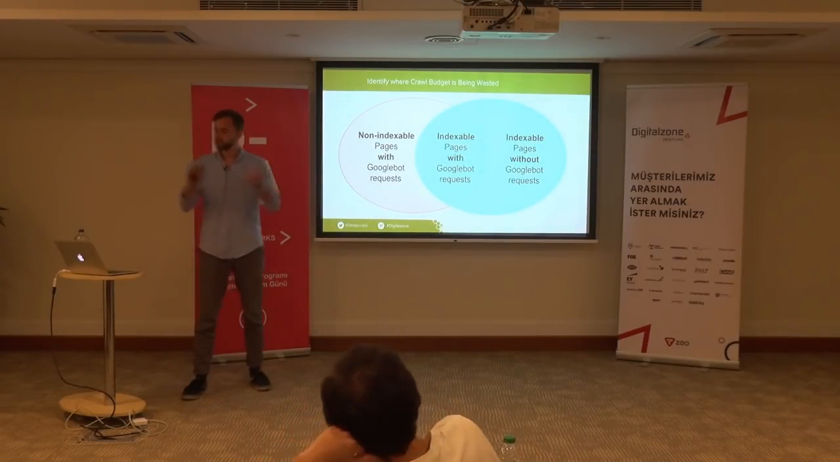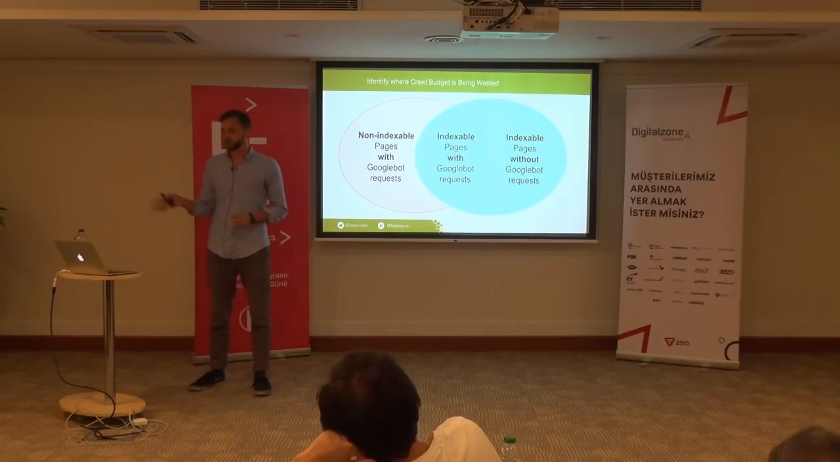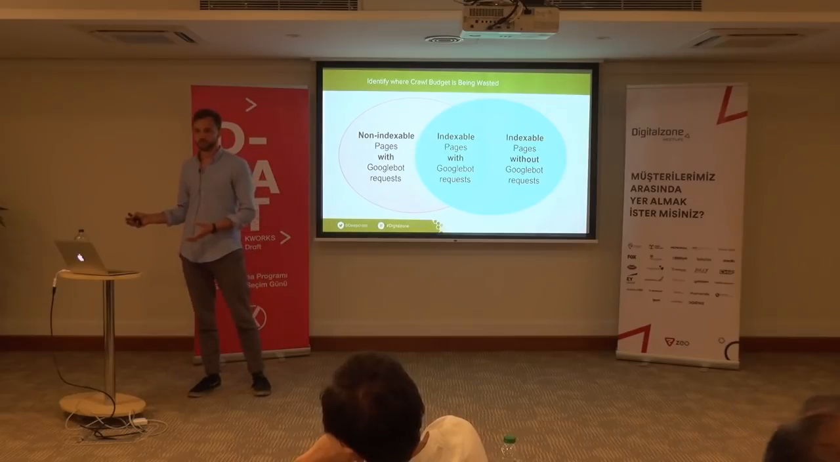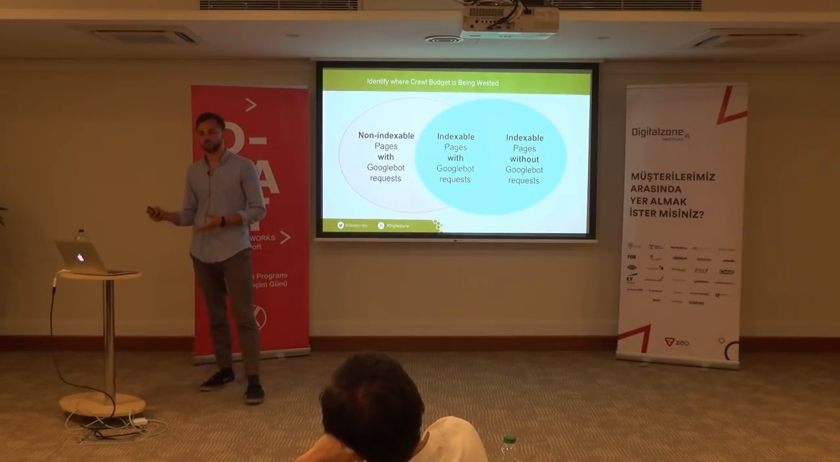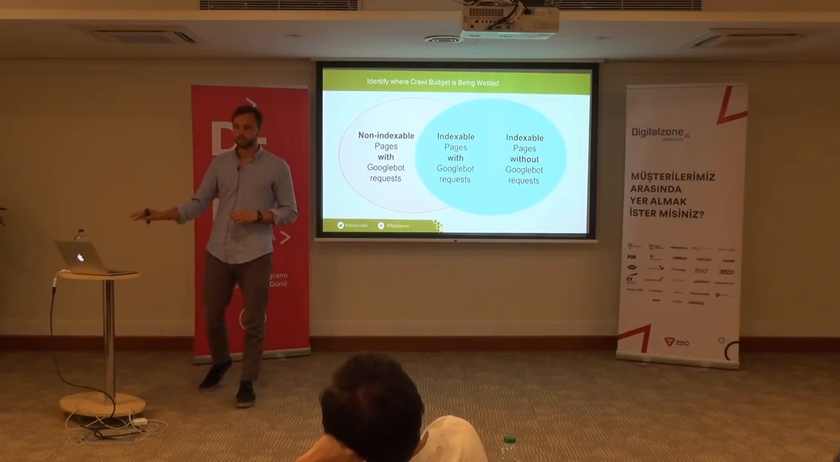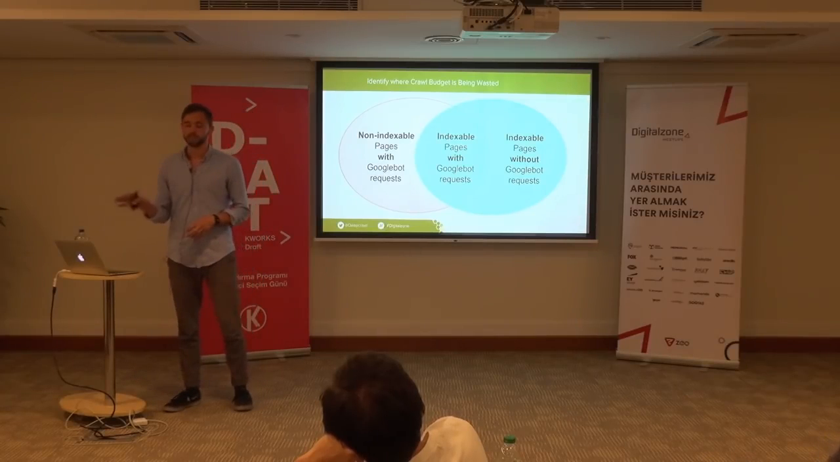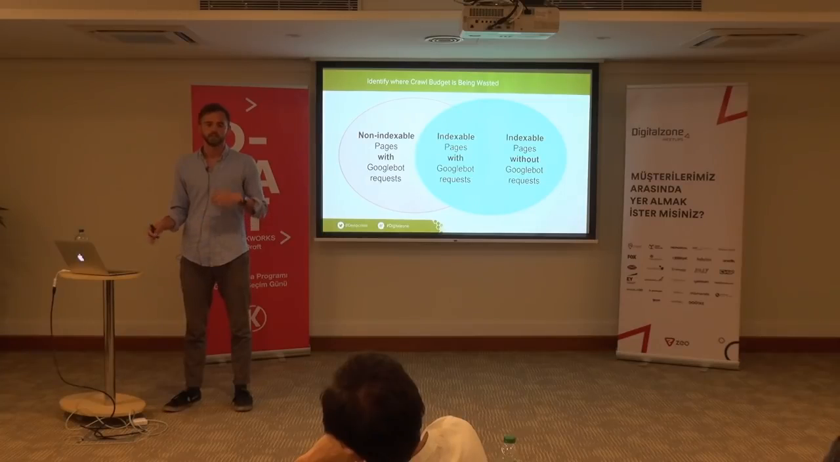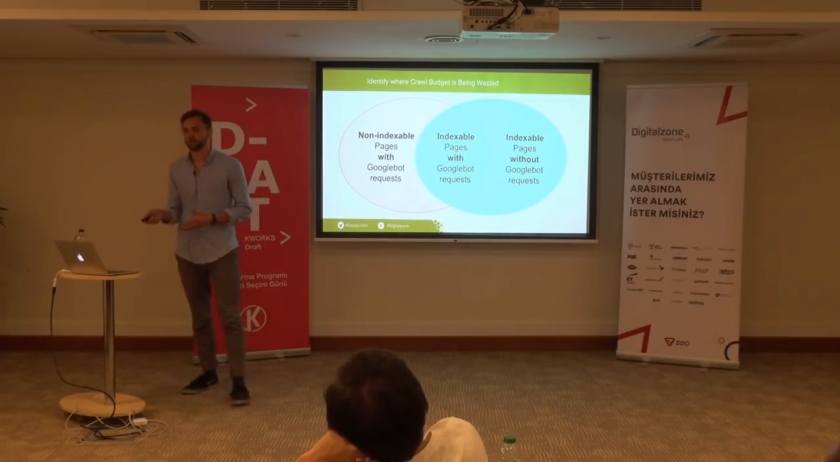So we've got these 2 overlapping circles, and on the right-hand side, we've got your non-indexable pages with Googlebot requests. So these are things that you've canonicalized, for example, that you've told Google that you don't want them to be indexed, but for some reason, Google's ignoring you. And the chances are, if you've set it to be noindex, it's a low-value page. You don't want it to be appearing in search results. So this is good to be aware of.